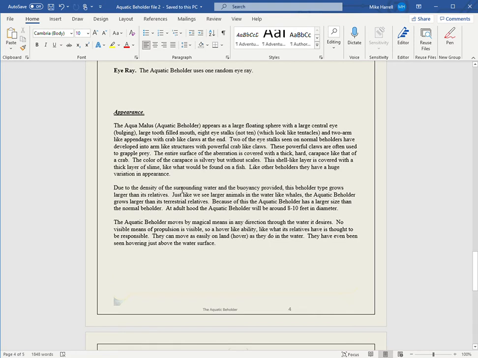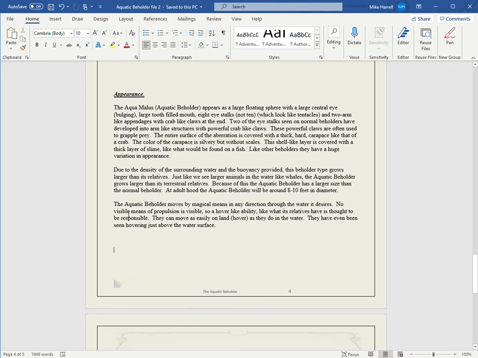Due to the density of the surrounding water and the buoyancy provided, this Beholder type grows larger than its relatives. Just like animals such as whales in the water, you see bigger animals in the water because of that buoyancy. Well, the Aquatic Beholder grows larger than its terrestrial relatives for this reason. Because of this, the Aquatic Beholder has a larger size than the normal Beholder. At adulthood, it will be around 8 to 10 feet in diameter, so a very big Beholder.